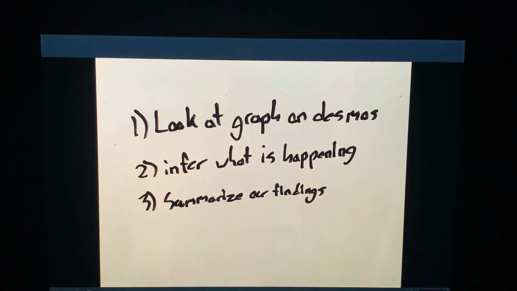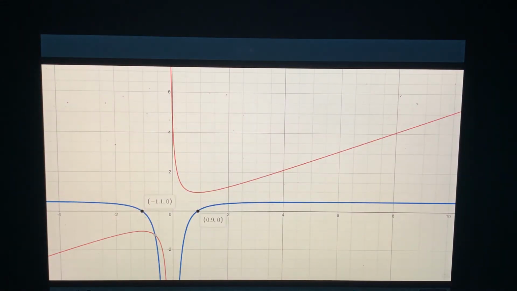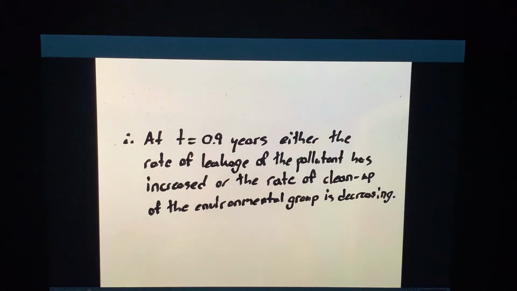To solve this question, we will look at the graph on Desmos and use this information to infer what may be happening at this time, then summarize our findings. Looking at the graph of the derivative at t equals 0.9 years, we see that the rate of change is increasing. Therefore, we can infer this to either be the rate of leakage is increasing or the rate of cleanup of the environmental group is decreasing. We will sum up by saying therefore at t equals 0.9 years, either the rate of leakage of the pollutant has increased or the rate of cleanup has decreased.